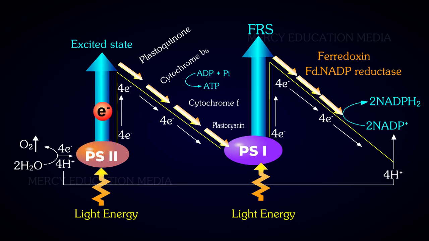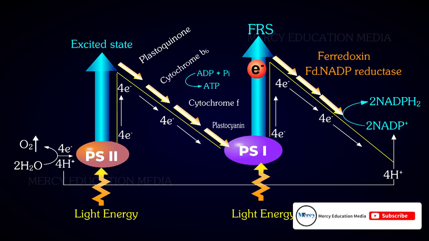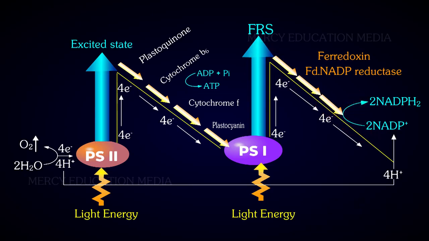The hole in the PS1 has been filled by the electron from PS2. Then the electrons are transferred from PS1 to NADP+ for reduction. Therefore, this electron transport is called non-cyclic electron transport and the accompanying phosphorylation is called non-cyclic photophosphorylation. The non-cyclic electron transport takes place in the form of Z. Hence it is also called the Z scheme.